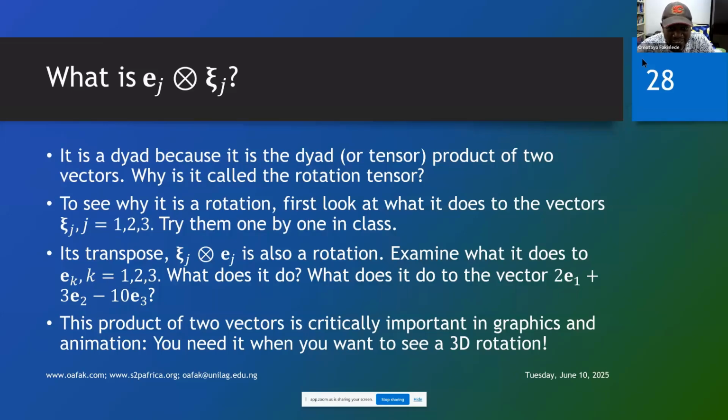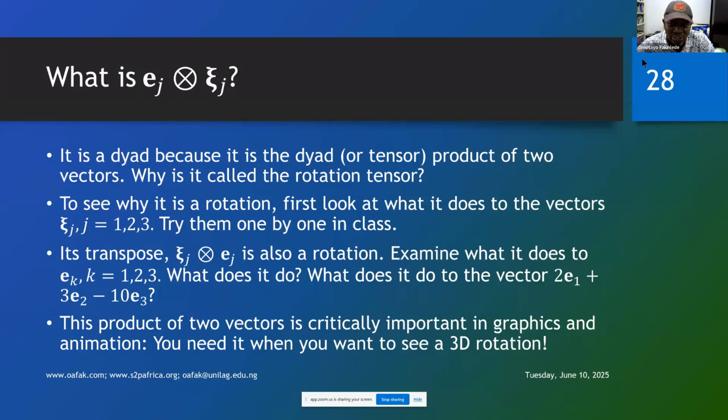In the first one, you get scalars. In the second one, you get vectors. In the third one, you get tensor. And we defined the dyad by the way it behaves when it is operating on a vector. We'll go back to that shortly.